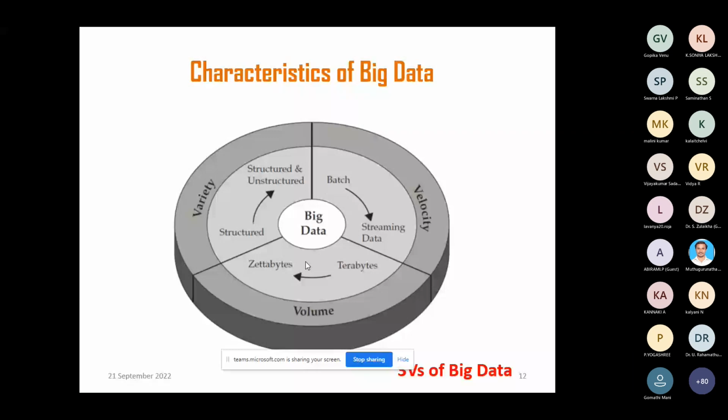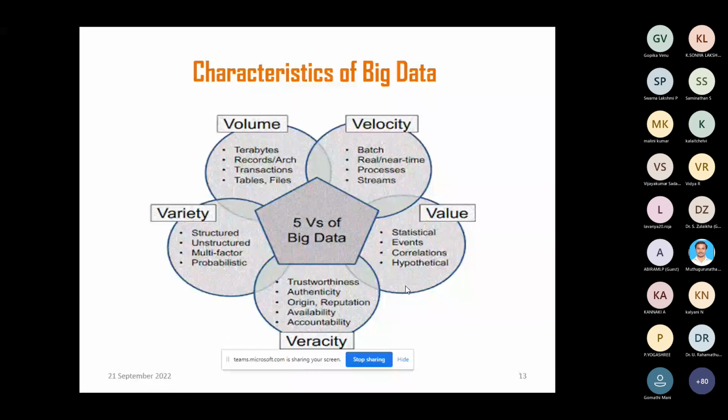As technology has evolved, this 3V model has been replaced with a 5V model, where they have added two more components to the V model: one is value and another one is veracity.